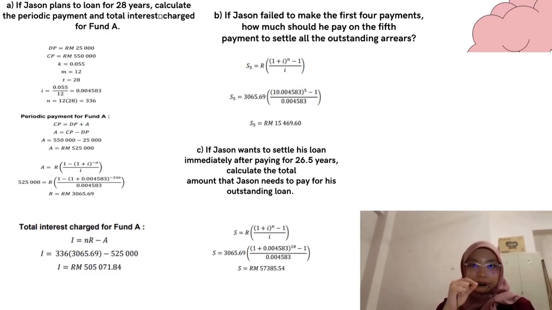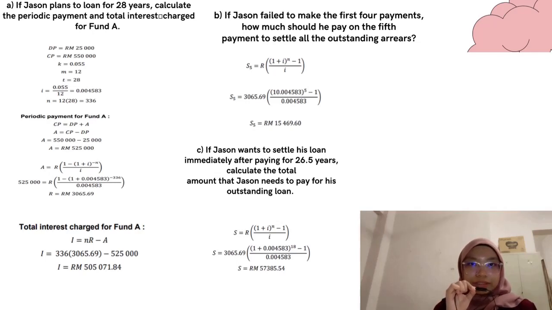Since we are done answering question A and B, let's move on to question C. If Jason wants to settle his loan immediately after paying for 26.5 years, calculate the total amount that Jason needs to pay for his outstanding loan. From this question, they want us to find the total amount for the outstanding loan. We need to use the formula S equals R, open bracket, 1 plus i, close the bracket, to the power of n, minus 1, divide by i.